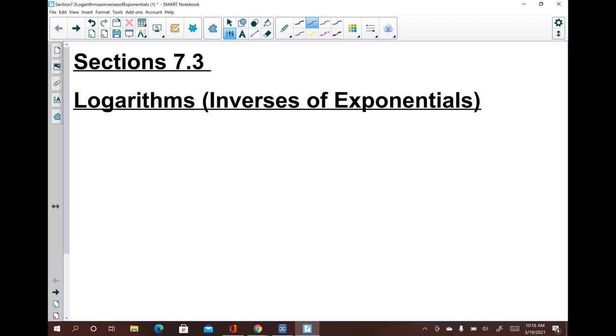Hello, today we start the second half of our exponentials chapter talking about their inverses, logarithms. Today is just an introduction to logarithms based on the fact that they are inverses of exponentials.